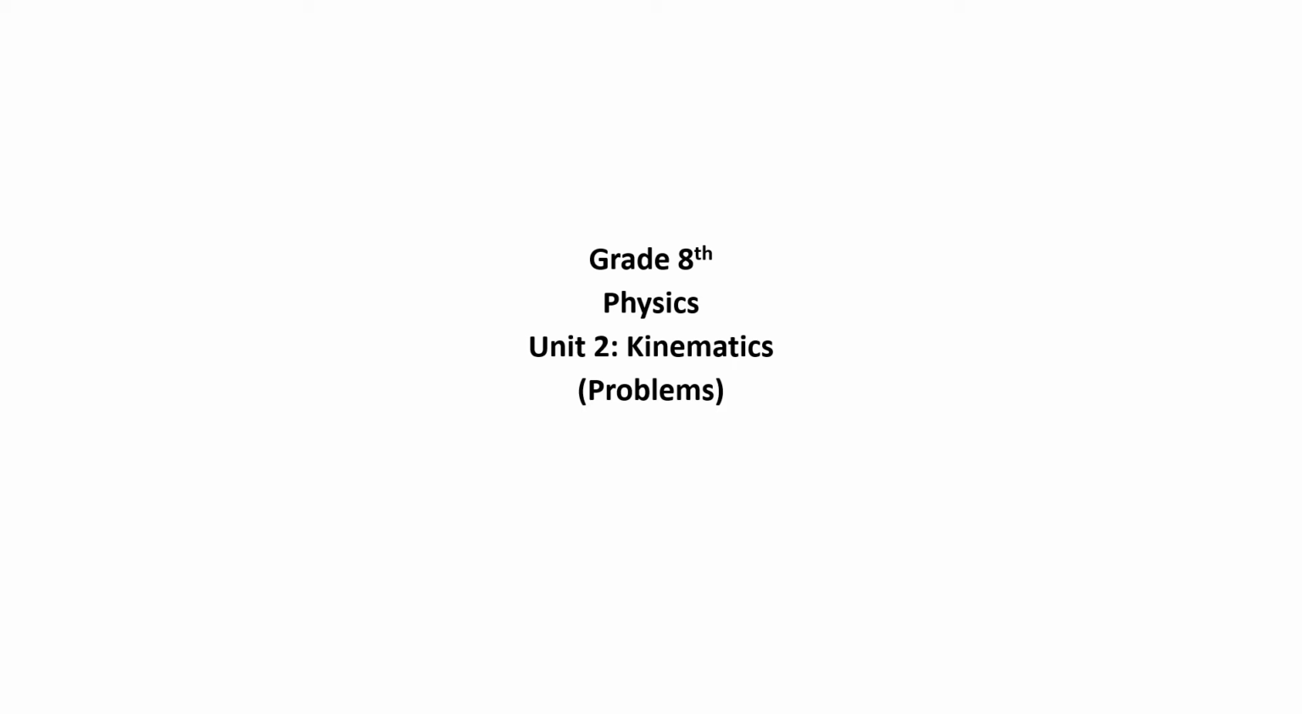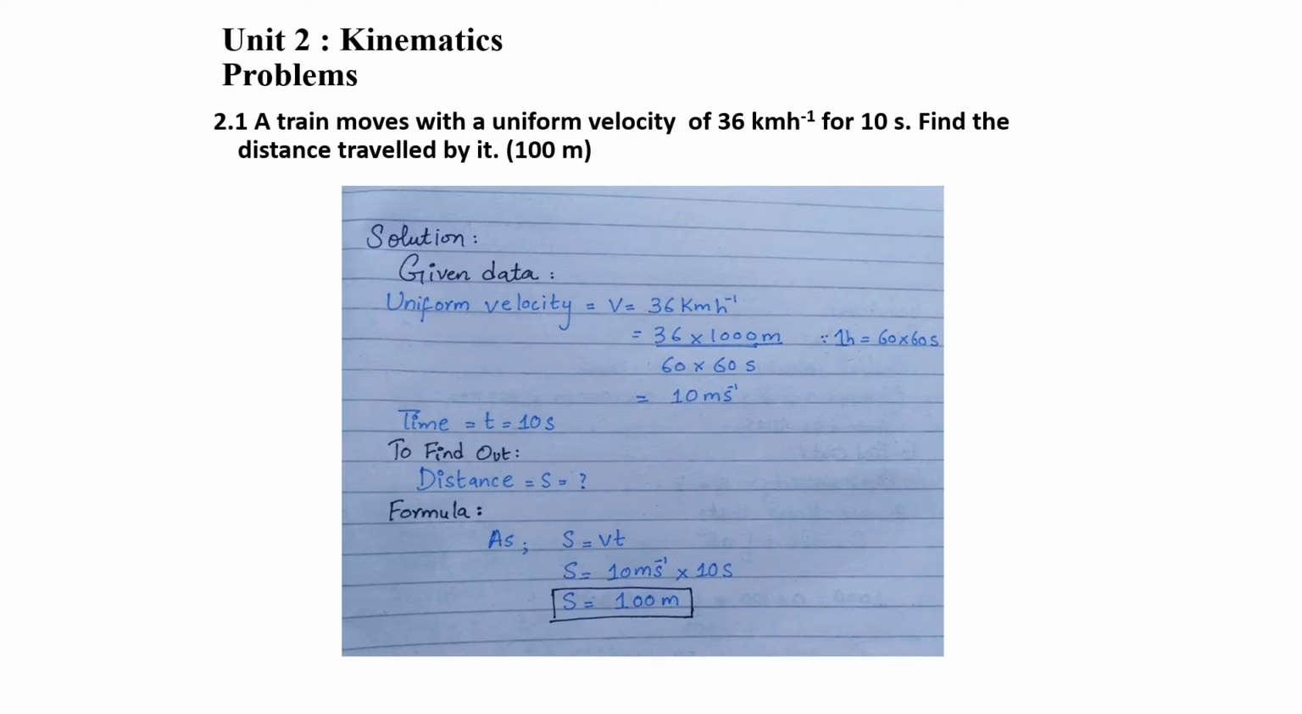Today we are going to start the problems of Unit 2 Kinematics. So the first problem is 2.1. A train moves with uniform velocity of 36 km per hour for 10 seconds. Find the distance traveled by it.